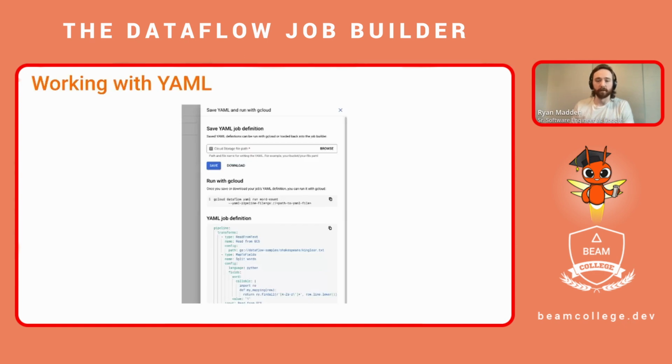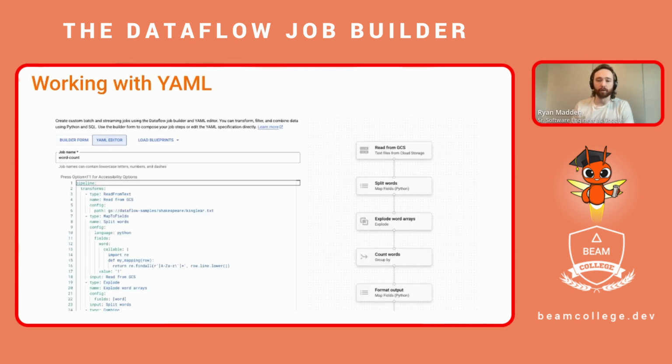Now, as I mentioned earlier, the Job Builder translates selections made in the form into a Beam YAML specification. The YAML can be viewed at any time and exported using the Save YAML button, which opens a dialog containing the YAML. The dialog also allows you to save the YAML as a file in cloud storage and provides a gcloud command to run a corresponding Dataflow job. YAML files can also be loaded back into the job builder from your clipboard or from cloud storage using the Load YAML button in the action bar.